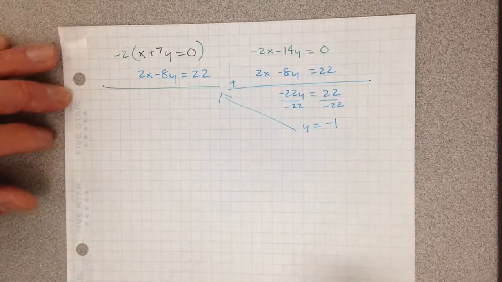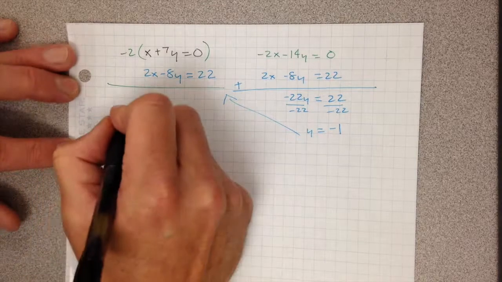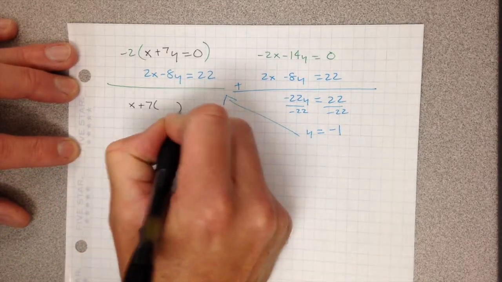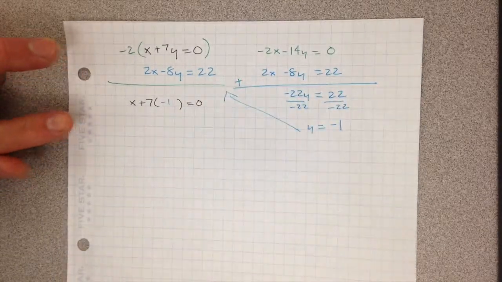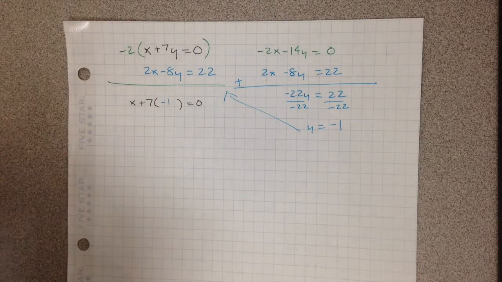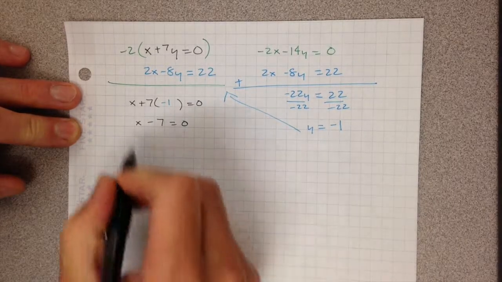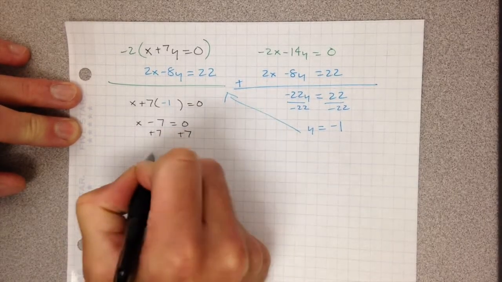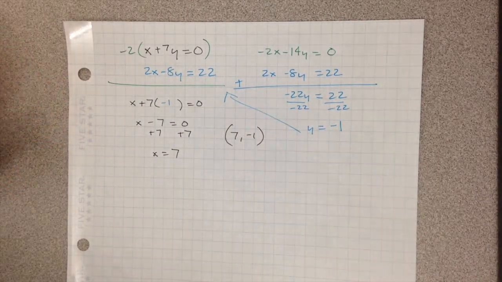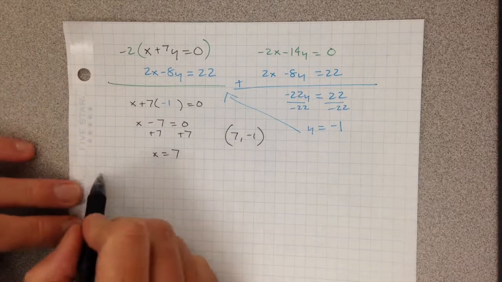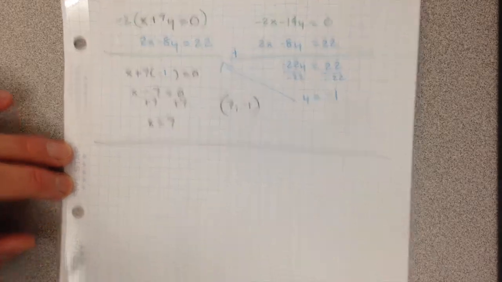Take it, sub it back in there. I will put it into the top equation, the original unchanged. x plus 7y equals 0, and we are subbing in a y value of negative 1. Clean it all up and see what happens here. x minus 7 equals 0. Add 7. x equals 7. 7, comma, negative 1. Point of intersection, solution to the system. The point that satisfies the system, it is the one point that they share in common.